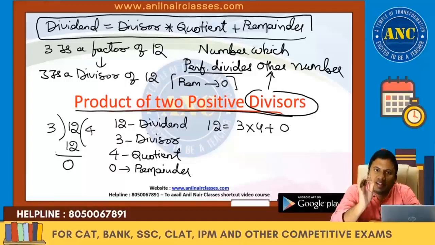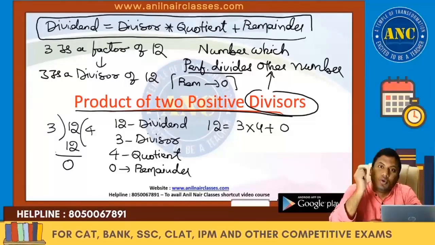In this entire class, I am only going to discuss in how many ways you can write a number as a product of two factors or product of two divisors. Extremely important concept. If you miss this class, you will find it very difficult to find the integral solutions of questions of the form 1 by x plus 1 by y is 1 by 12, 2 by x plus 3 by y is 1 by 6. Once you know the basics, you will be able to solve the questions in seconds.